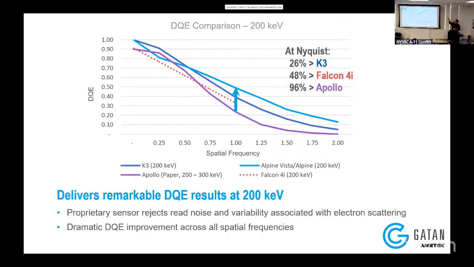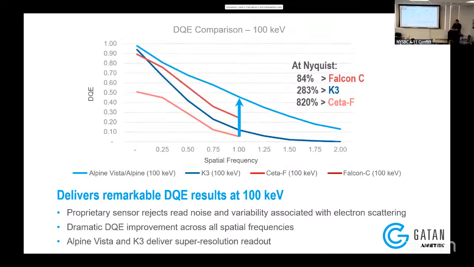And that's also, as you can see, the sensitivity depends on essentially the spatial frequency of the information that you're trying to detect, as well as the accelerating voltage that you're using in your experiment. So this is just showing, specifically for the Alpine, how it's tuned to have its best sensitivity at lower accelerating voltages. So this is 200, and then at 100 kV, it really starts to shine, even over our flagship K3 camera, which is tuned for more 200 and 300 kV acquisition.